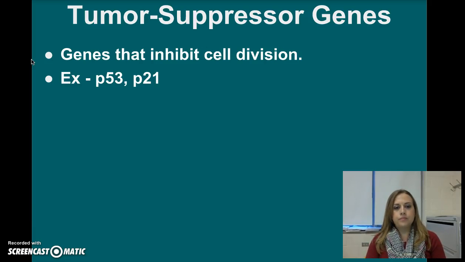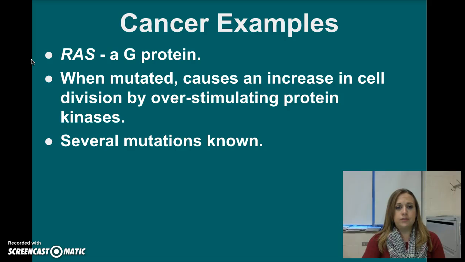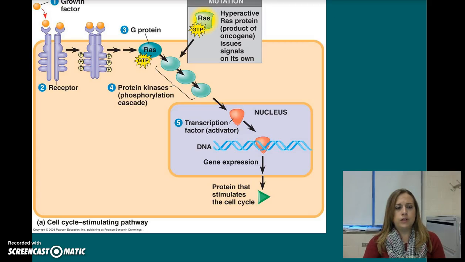Next we have tumor suppressor genes, and so these are genes that are meant to inhibit cell division. And we have several examples of different types of cancers that have issues with their tumor suppressor genes. So you have RAS, which is a G protein, and when this G protein is mutated, it causes an increase in cell division by overstimulating protein kinases. There are several different mutations that are known to do this to the G protein.